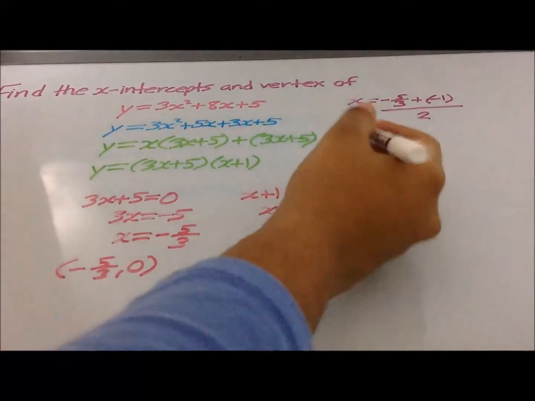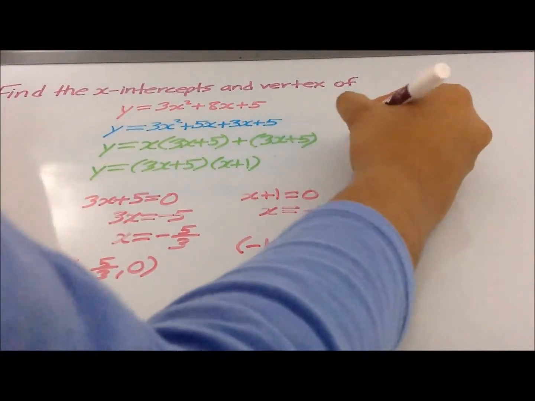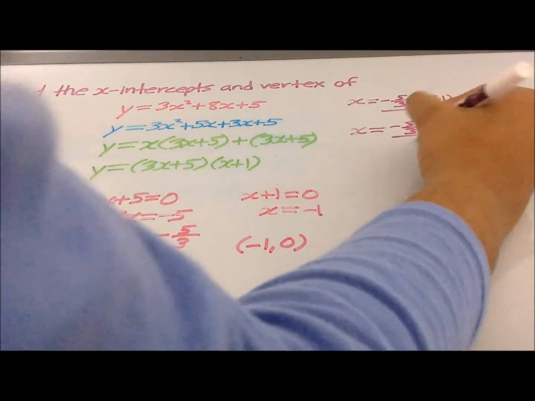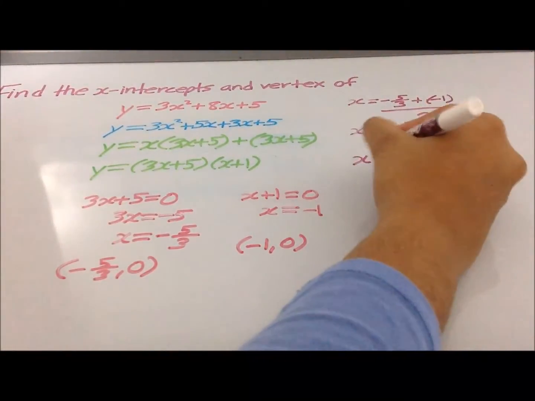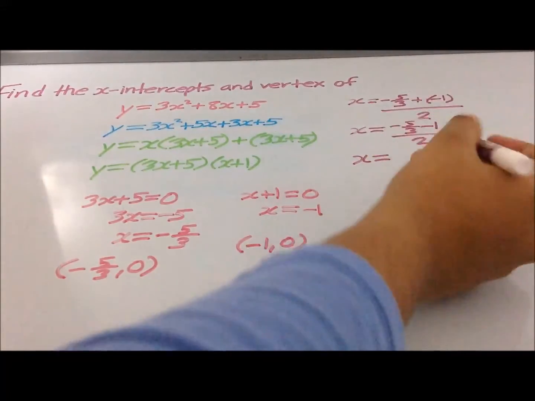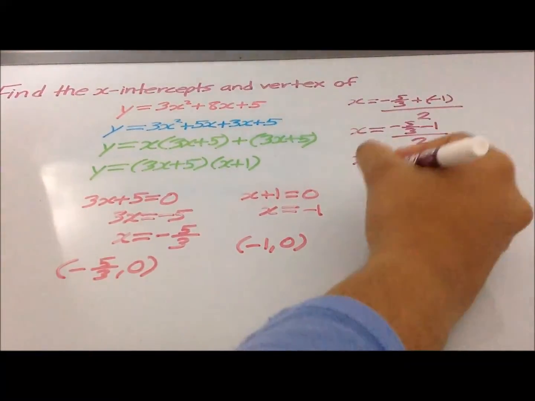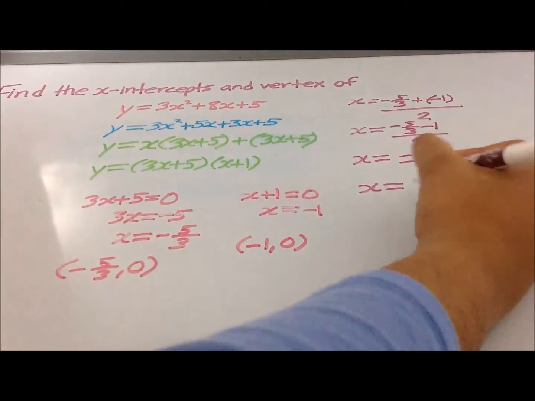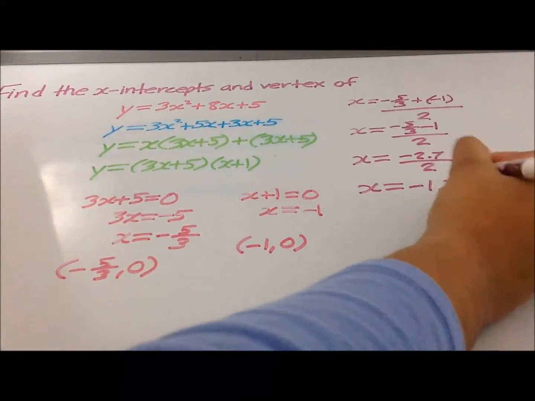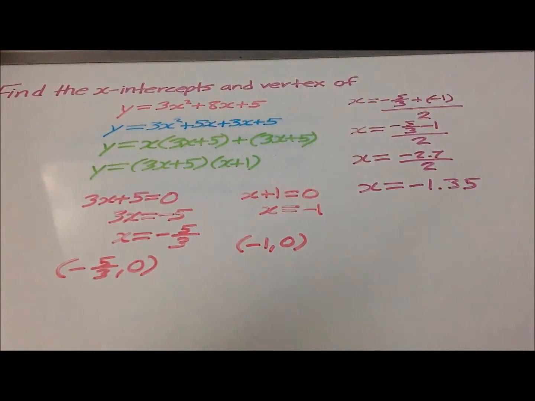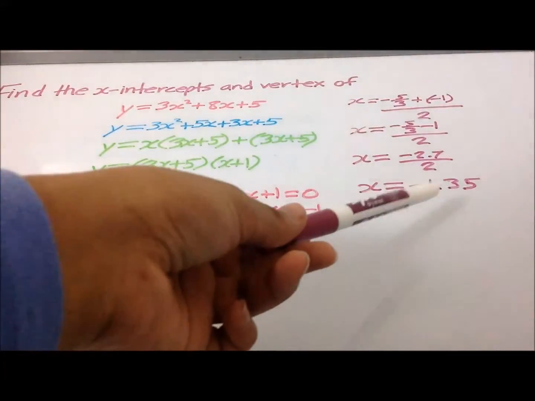So now we can solve this. So x will be negative 5 over 3 minus 1 over 2. So negative 5 over 3 minus 1 is negative 2.7 divided by 2. And this gives us about negative 1.35. So the axis of symmetry that we got is negative 1.35.